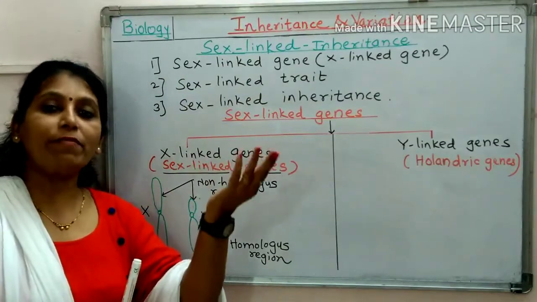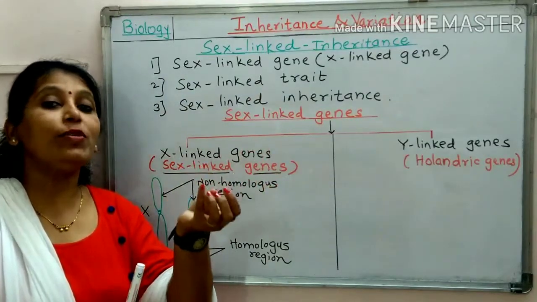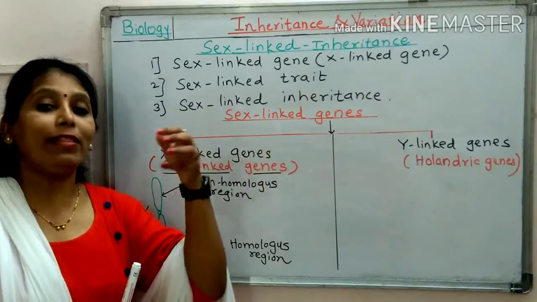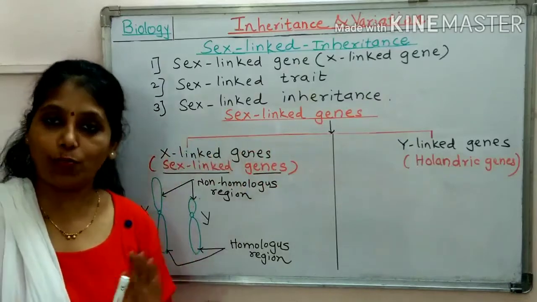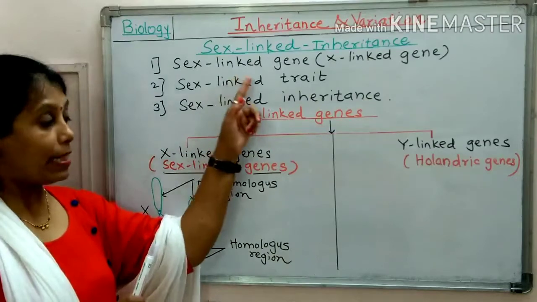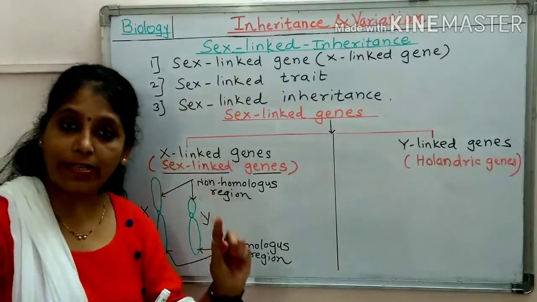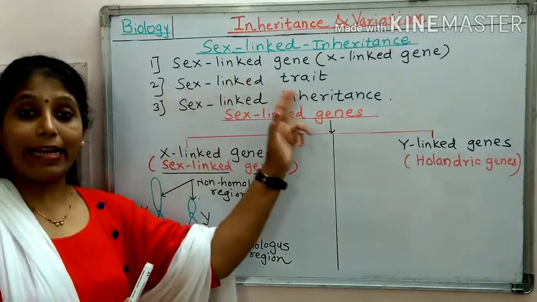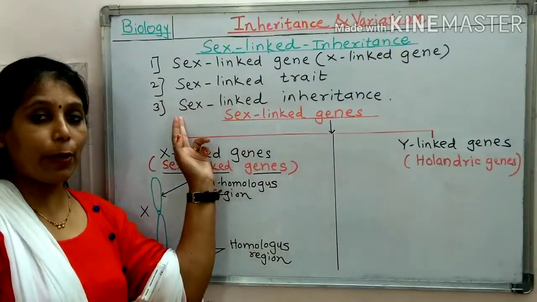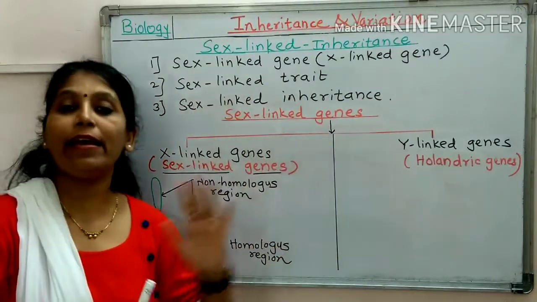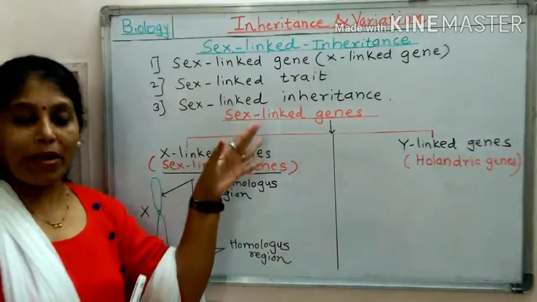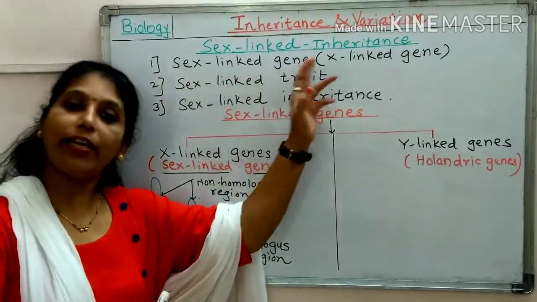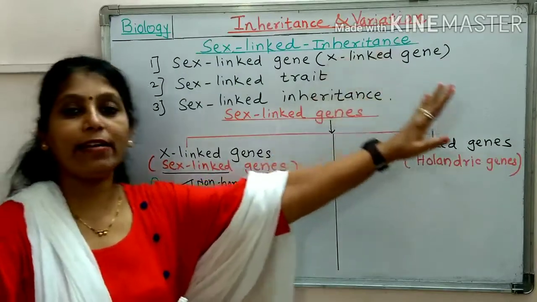Because we have studied the genes which are responsible for the traits which are present on autosomes, body chromosomes. But these genes are present on the sex chromosome. Now, second one, sex-linked trait, and third definition, sex-linked inheritance. Let us study one by one. Sex-linked gene is also called X-linked gene.